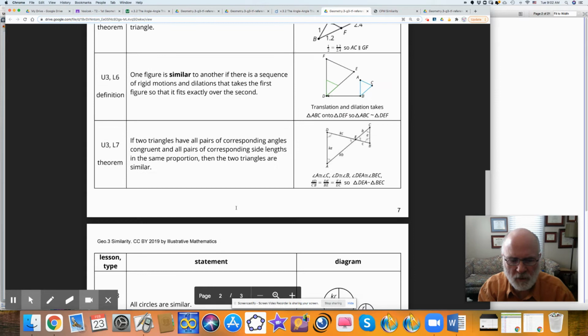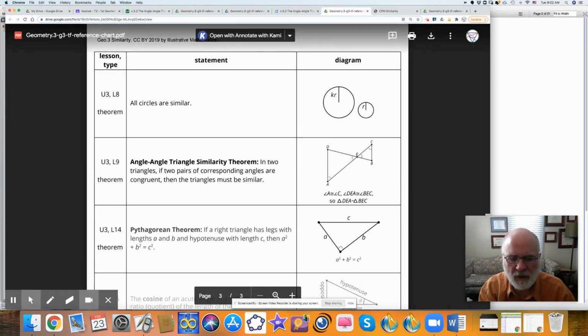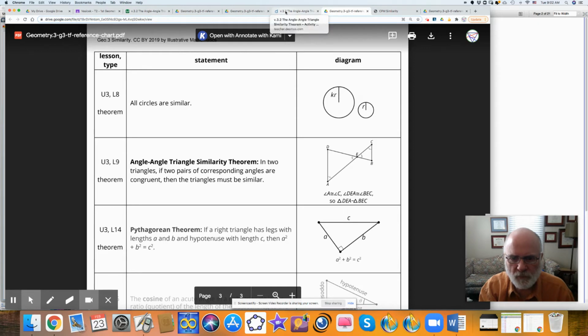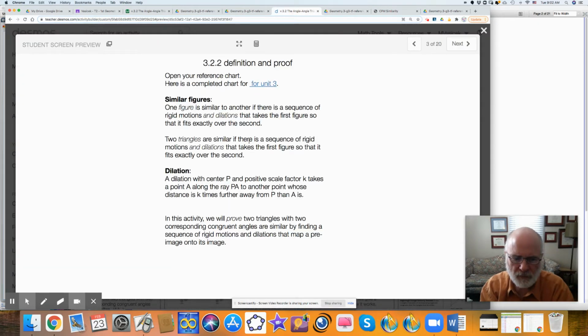One of them that we're going to be talking about more today is the angle-angle triangle similarity theorem, which says in two triangles, if two pairs of corresponding angles are congruent, then the triangles must be similar. And so I go back to my Desmos. A dilation with center P and a positive scale factor, which we'll call K, takes a point A along the ray PA to another point whose distance is K times farther away from P than A is.